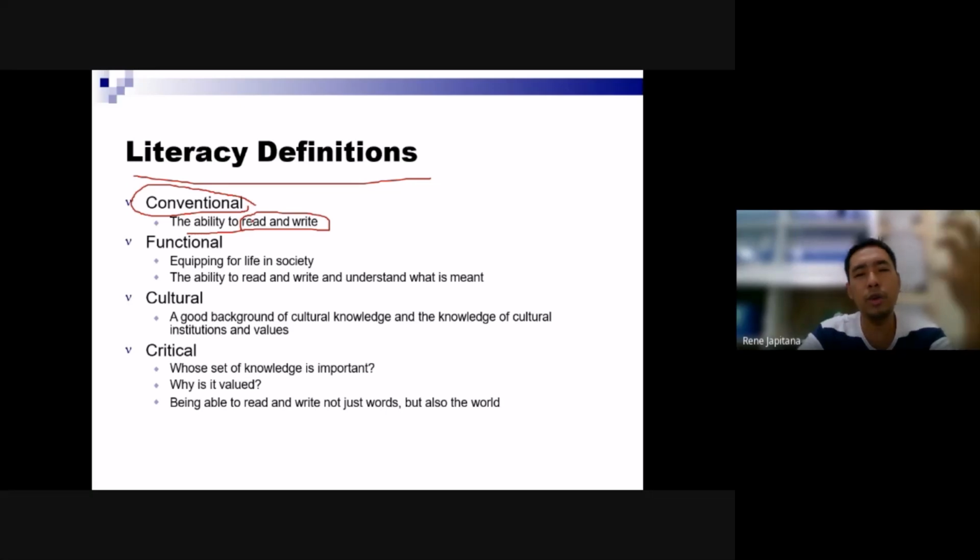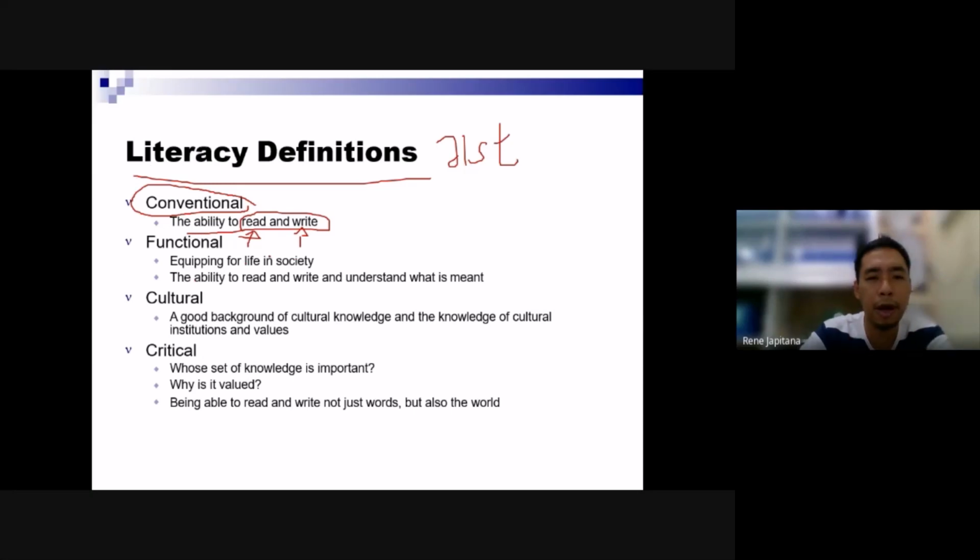Today, we are in the 21st century. It's the traditional way of defining the word literacy: the ability to read and write, and that's all. But we are in the 21st century. Therefore, there are a lot of literacies in this generation.